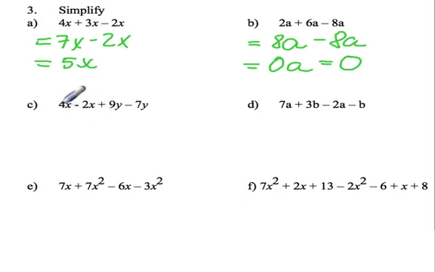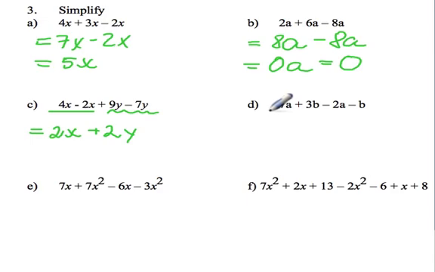Question C. 4x and minus 2x are like terms, so we can collect them, and that equals 2x. 9y and minus 7y are also like terms, so we can collect them. 9y take away 7y is 2y. We can't collect anymore because these are not like terms. They have different variables.